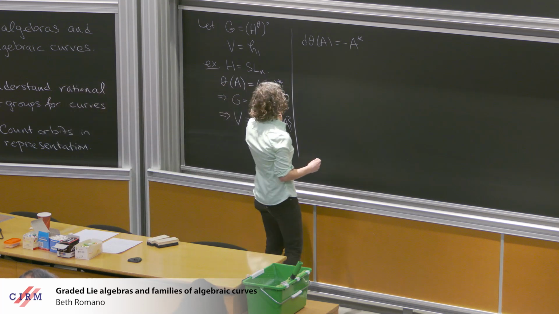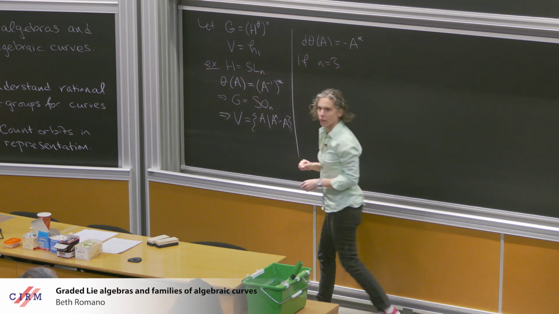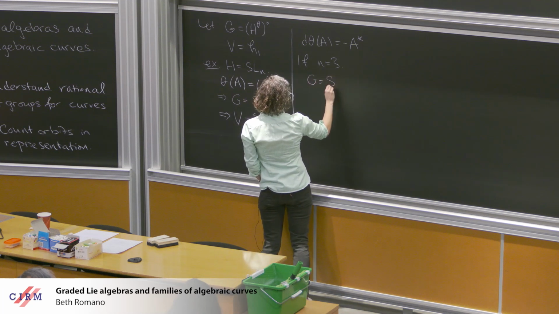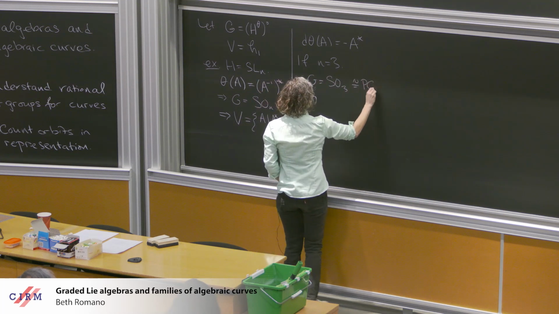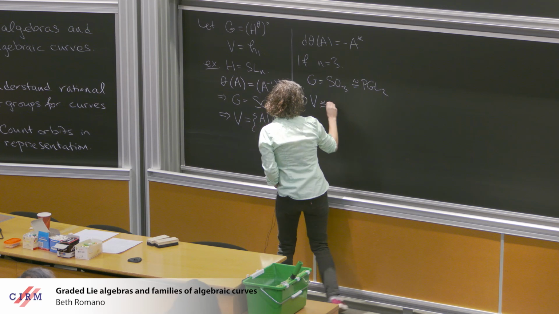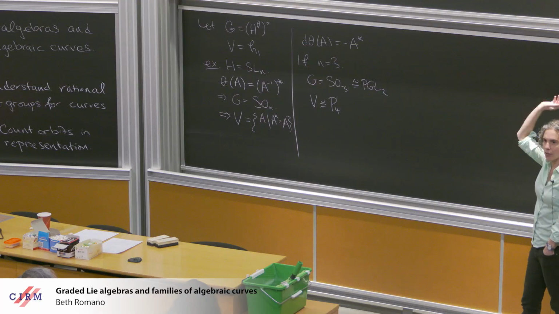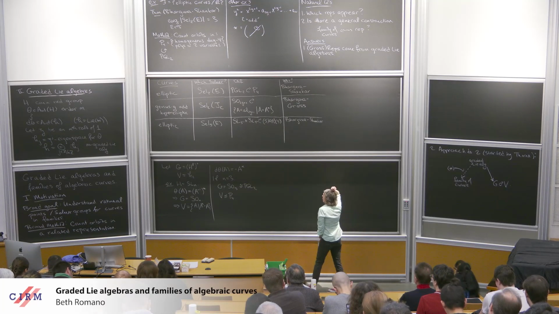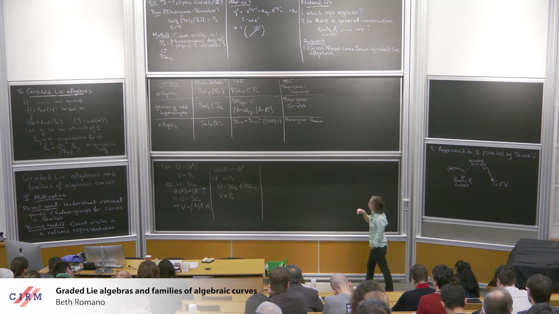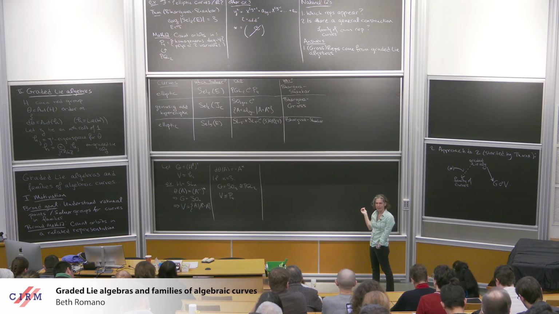And in fact, if n equals 3, if you're looking at 3 by 3 matrices, then G is SO3, which is isomorphic to PGL2. And then this V as a representation of PGL2 is isomorphic to P4. So we get the representation from the first row of the chart. Okay, so that's how you go from a graded Lie algebra to a representation. Questions about that?